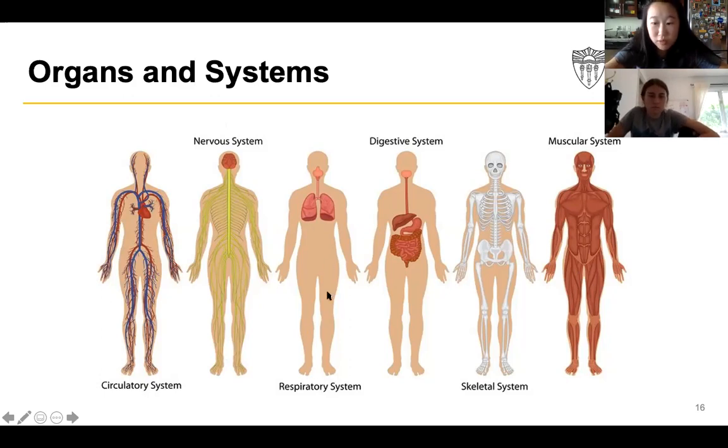Then you have the respiratory system. It takes in oxygen and releases waste gas like carbon dioxide. You also have the digestive system that's all linked together. It breaks down food and absorbs any nutrients that you may need, all the energy that powers your body. Then you have the skeletal system. It provides the structure and protects your internal organs. And then lastly, you have the muscular system, and it supports the body and actually allows it to move.